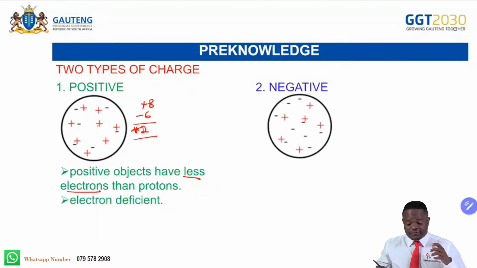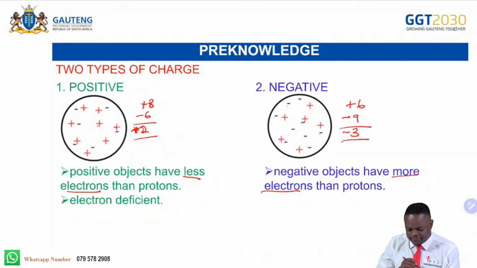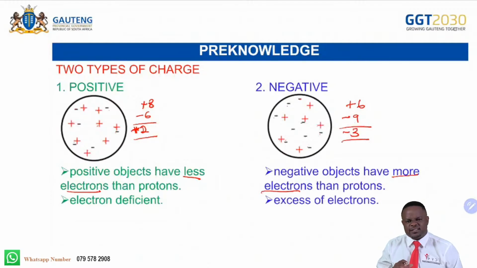And then when we have a negatively charged object, if an object is negatively charged, it has more electrons than protons. Again, here we can count how many protons: 1, 2, 3, 4, 5, 6. That gives us plus 6. Electrons: 1, 2, 3, 4, 5, 6, 7, 8, 9. So we have a negative 9 overall. That gives us negative 3. So if something has a negative charge, it means an excess of electrons.